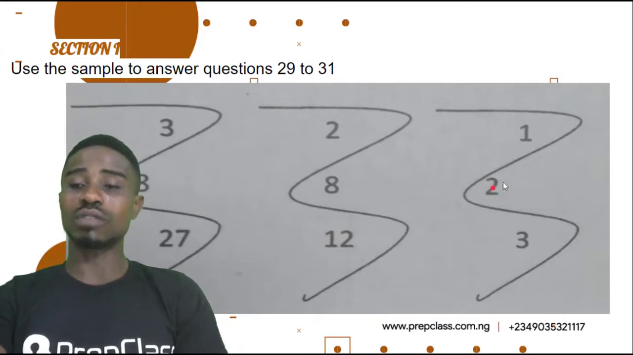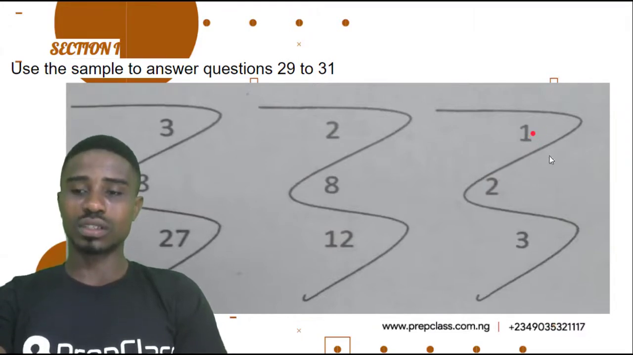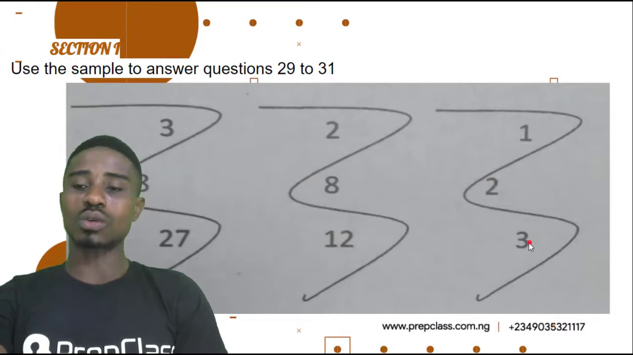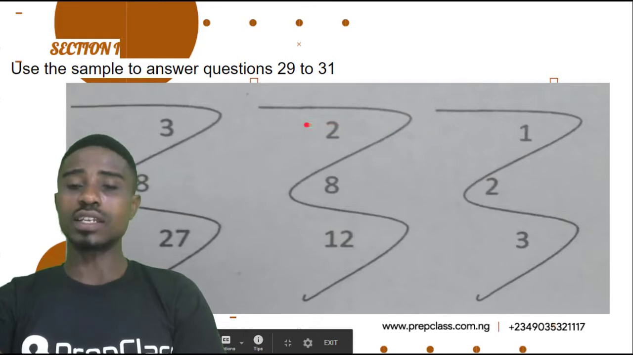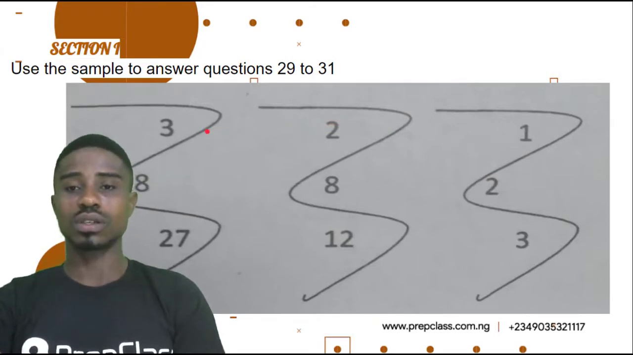I would say 2 divided by 1 will give me 2. 2 plus 1 is 3. And 3 times 1 is equal to 3. I would say 3 minus 2 will give me 1. And the square root of 1 is equal to 1. All right. So this understanding will guide us through solving questions 29 to 31. Let's zoom in.